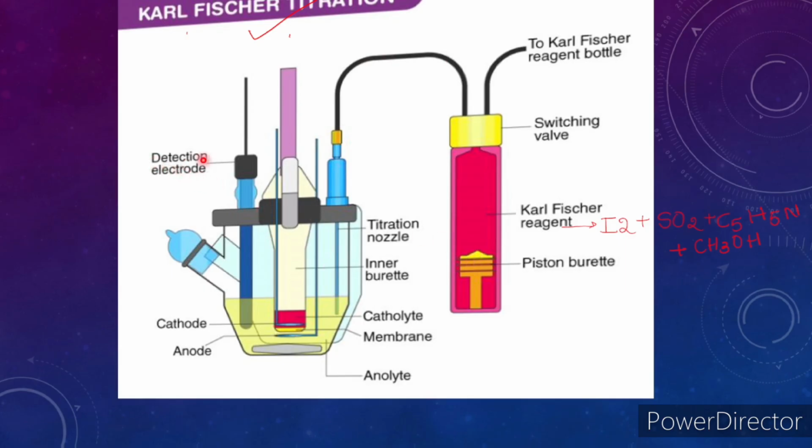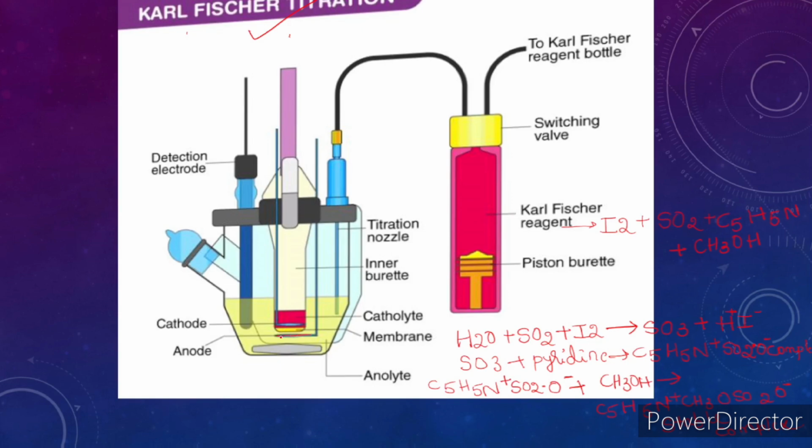Here we also have the detection electrode. Here the sample and the Karl Fischer reagent undergo titration slowly. Here our sample will be present, in which we have to determine the water or moisture content.